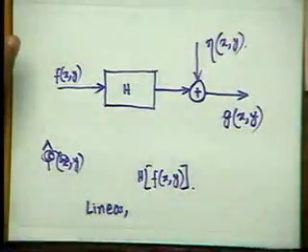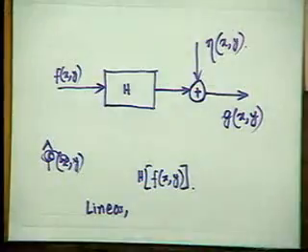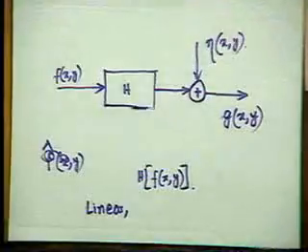What do you understand by a linear system? A linear system simply means that the principle of superposition can be applied. That means to say, if I have two functions, f1(x,y) and f2(x,y), and I take f1(x,y) plus f2(x,y) and apply this operator h on that, then the output will be equal to h of f1(x,y) plus h of f2(x,y). The individual outputs summed up is the same as taking the sum of the inputs and then operating with h. That is the principle of linearity which we will make use of.